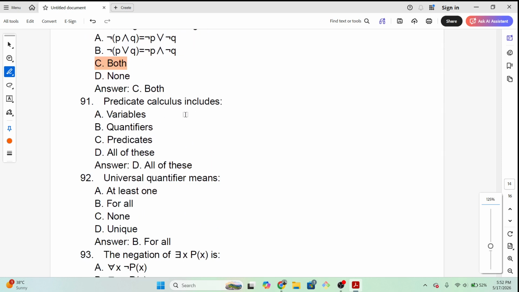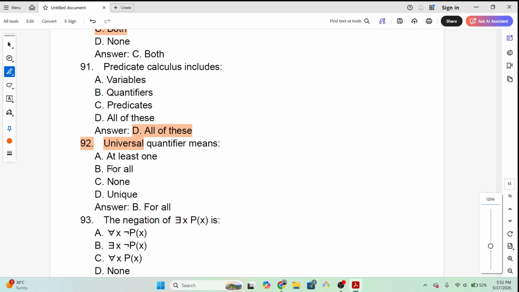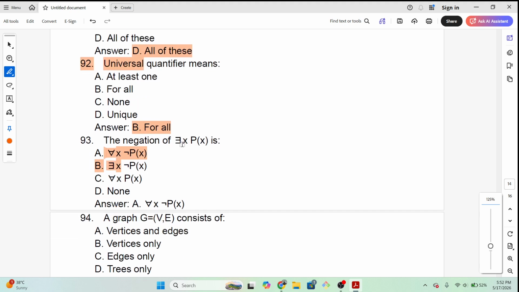Predicate calculus indicates what? This is all: variable, quantifier, predicate, all of these, okay? Universal quantifier means for all. What is the symbol for all? This is the symbol of for all. The negation of for all x P of x is there exists x negation of P of x.